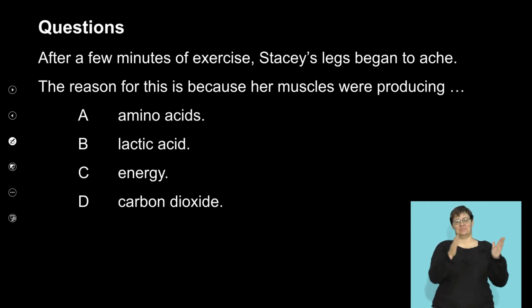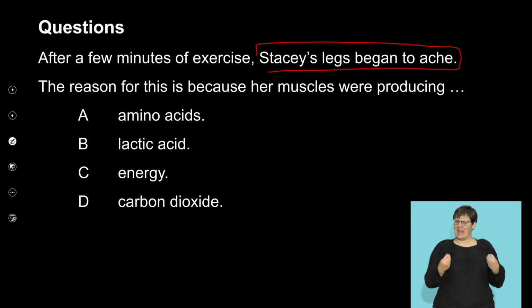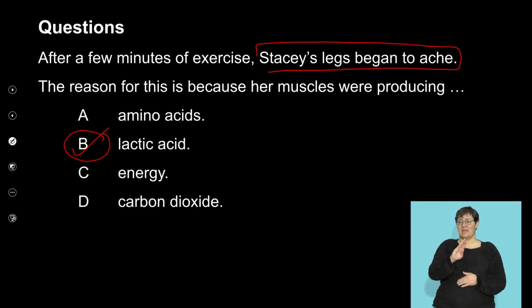Right, the next question: after a few minutes of exercise, Stacey's legs began to ache. The reason for this is because, now you see guys, we can link it to a different section. Why would her legs begin to ache? She's not getting enough oxygen. Cellular respiration is turning to anaerobic respiration, and she is producing, number B, far more lactic acid.